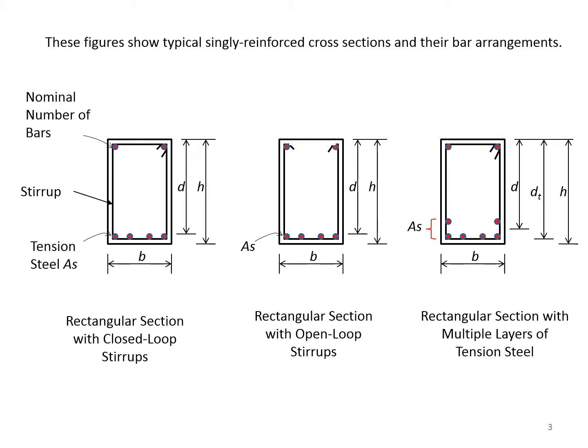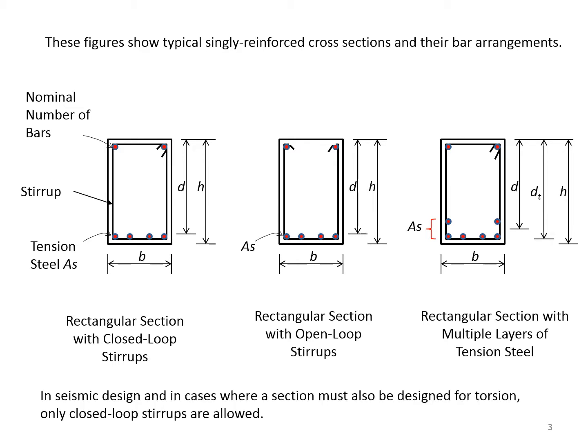Please notice that a minimum number of bars are provided in the compression area. However, these bars are usually not counted for in the computation for the resistance of the cross section. In seismic design and in cases where a section must also be designed for torsion, only closed loop stirrups are allowed.